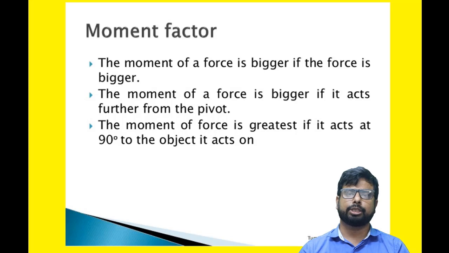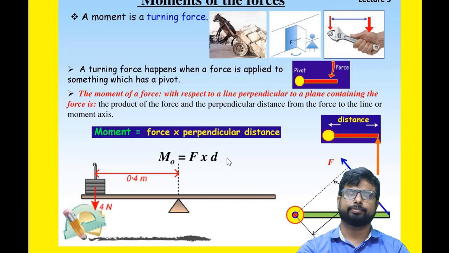The moment of a force is bigger if it acts further from the pivot. So the moment of a force also depends on the perpendicular distance from the line of action of the force to the pivot. The moment of a force is greatest if it acts at 90 degrees to the object it acts on. So the moment will be maximum if it acts perpendicularly, at a 90 degree angle.